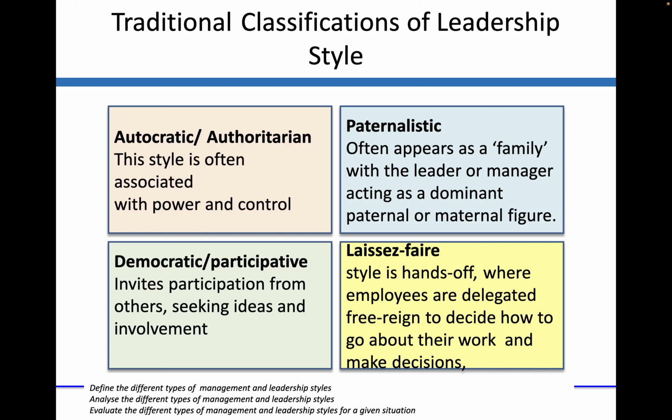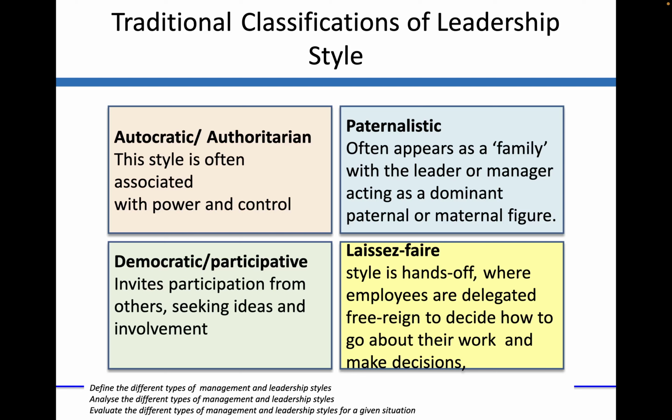Paternalistic, this is more of an open version of authoritarian. It's not a really kind, lovely type of management. It's just a slightly softer version of authoritarian. But you've still got that person at the top being quite dominant in that situation. That's why it's similar to paternal, parental. Democratic, participative. So this is basically encouraging participation from people that work below you. So again, democratic, democracy, we're encouraging people to vote and encouraging people below us to get involved within the business.